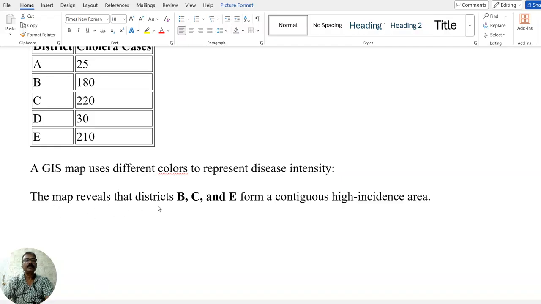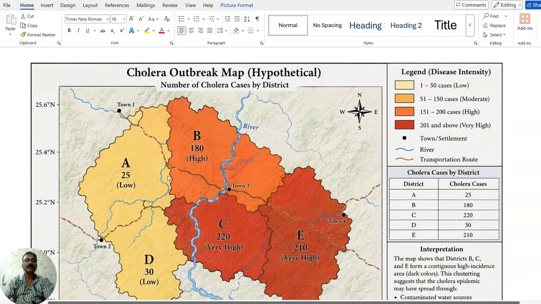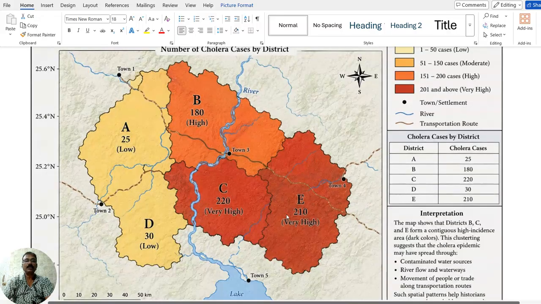The map reveals that districts B, C, and E form the contiguous high incidence area. On the basis of the data, you prepare this map. In this map, 1 to 50 cases is low disease, 51 to 150 cases moderate, 151 to 200 cases high, 201 and above very high. So the thicker, redder color implies 201 and above cholera cases. So districts A, B, C, D, E and the number of cholera cases are there. So you got this map.